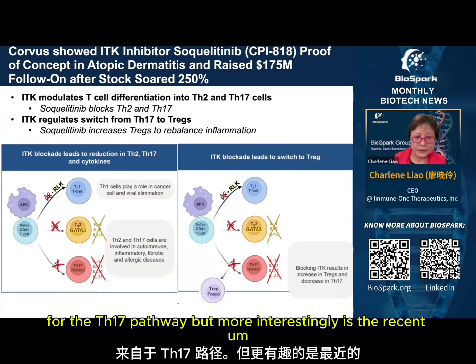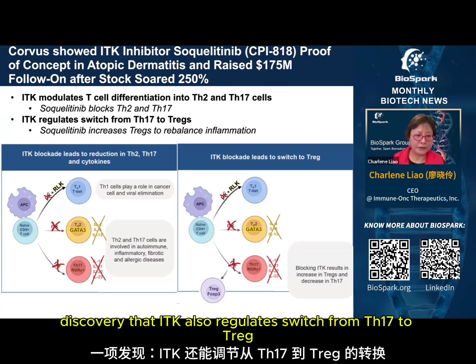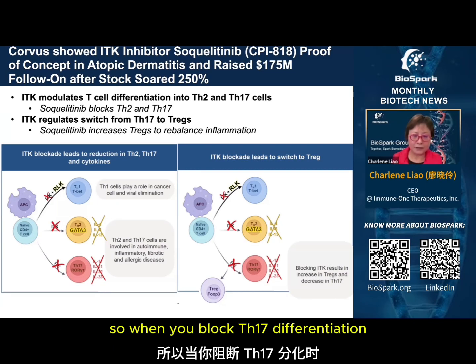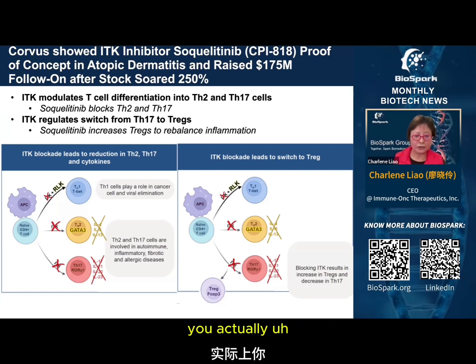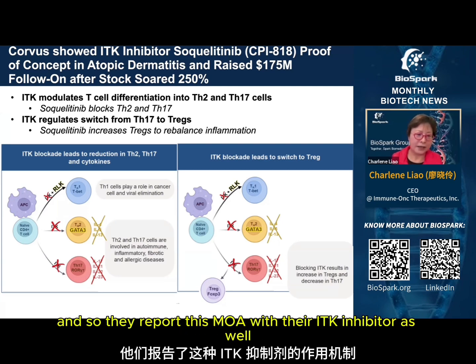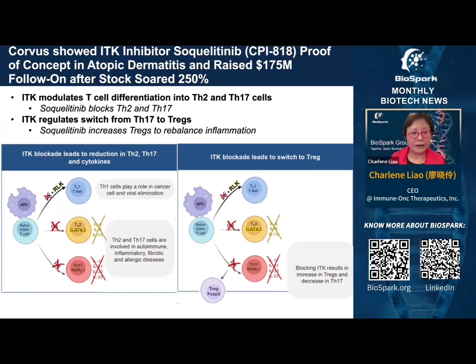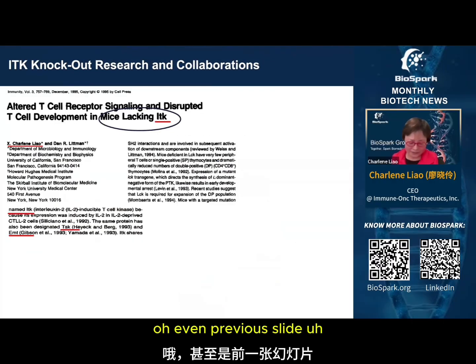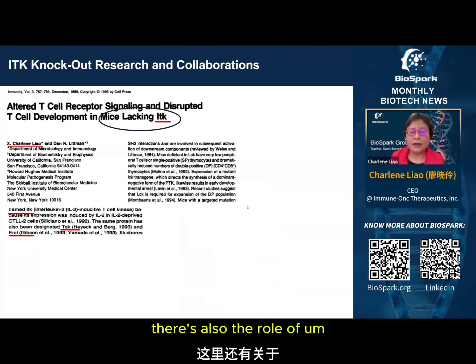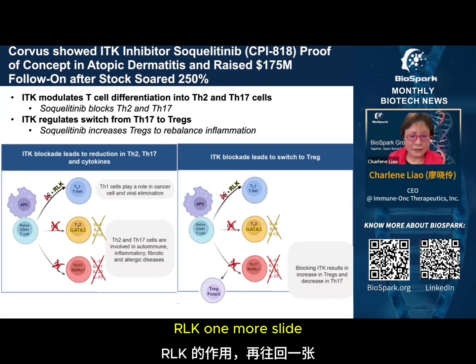for the Th17 pathway. But more interestingly is the recent discovery that ITK also regulates the switch from Th17 to Treg. So when you block Th17 differentiation, you actually increase the Treg. And so they report this MOA with their ITK inhibitor as well. Next slide. And even on the previous slide, there's also the role of RLK. One more slide, yeah, back here.